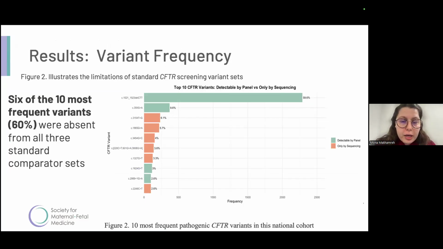In this diagram, we illustrate the most frequent CFTR pathogenic variants identified in the cohort. Interestingly, 6 of the 10 most frequent variants were absent from all 3 standard comparator sets. Those were in the color orange.